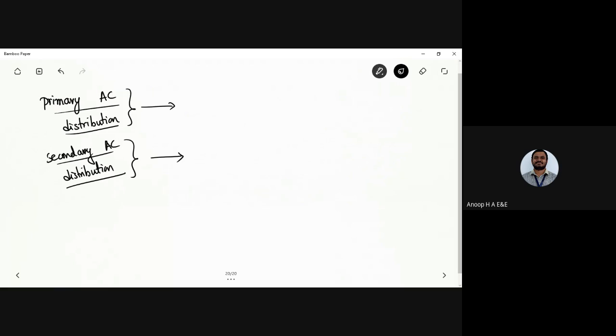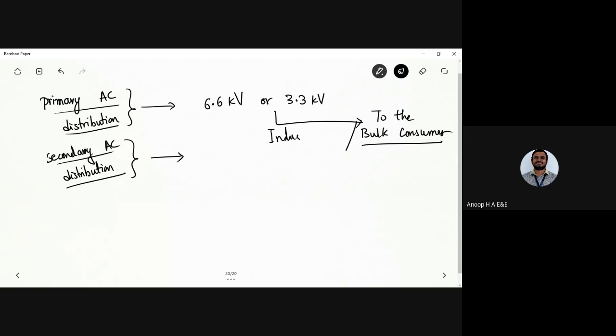So once I have this primary AC distribution, I'll have the voltage in the range of 6.6 kilovolt, that is the highest one, or 3.3 kilovolt. So it is directly feeding the bulk consumers. Can you give me an example of the bulk consumer? What type of load is it? I mean, you will have the industrial consumer or the industrial loads that I connect. So that is making use of the 6.6 or the 3.3 kilovolt.